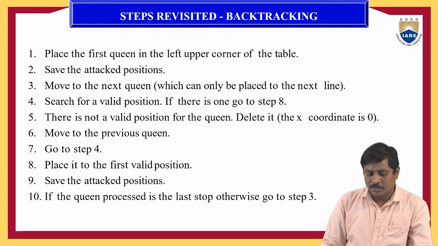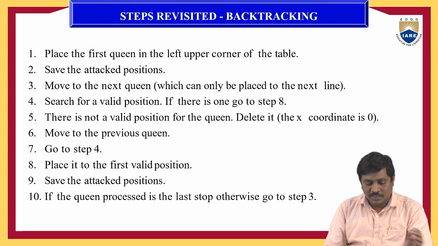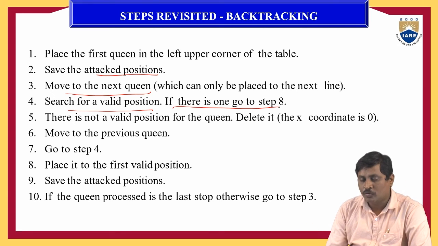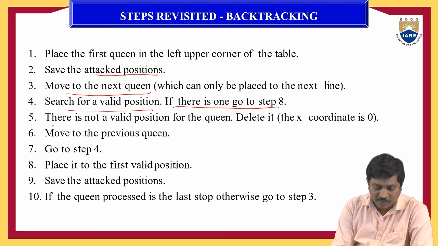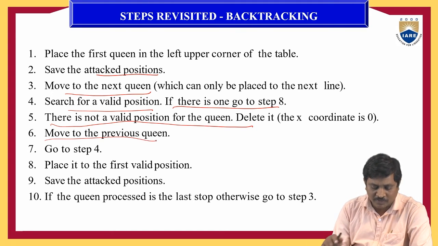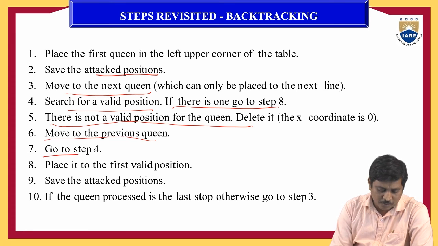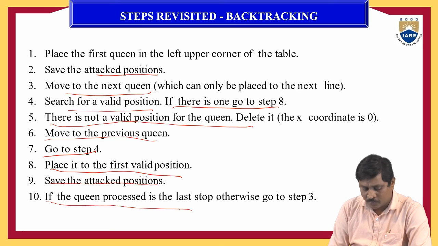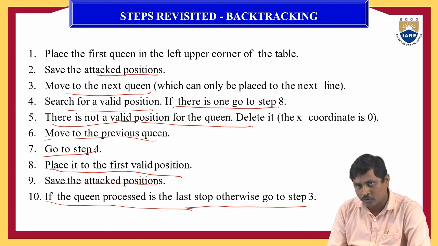Here are the steps revisited in backtracking. Place the first queen in the upper corner of the table, save the attacked positions, move to the next queen, and search for a valid position. If there is one, go to step 8. If there is no valid position for the queen, delete it, move to the previous queen, go to step 4, place it at the first valid position, and save the attacked positions. If the queen processed is the last, stop; otherwise go to step 3.